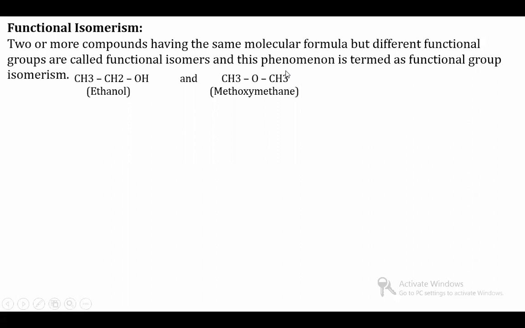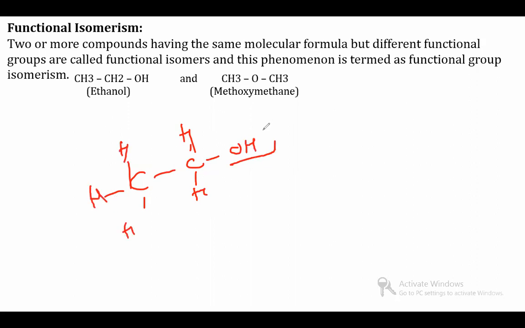Ethanol and methoxymethane. Notice, ethanol: carbon with 3 hydrogens, CH3, carbon with 2 hydrogens, CH2, and OH. What is the functional group? Alcohol. So the name of the compound: ethane, the E is replaced by ol, ethanol. How many carbon atoms do we have? C2. Hydrogens: 3 plus 2, 5, and 6.